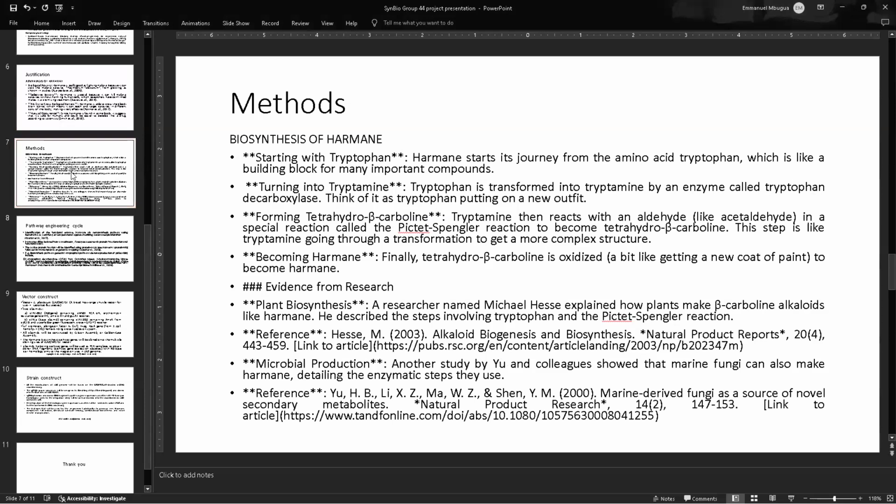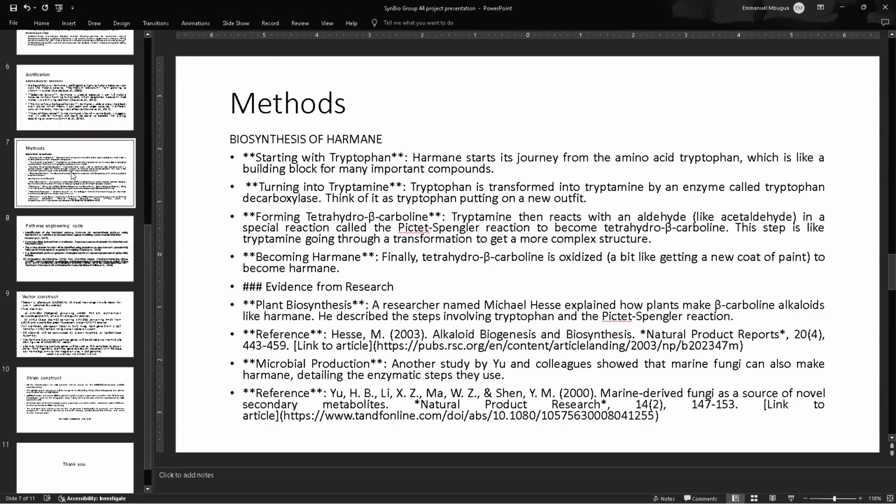So in this slide, I'll be talking about the production of amine. We start with tryptophan, which is the building block for many important compounds. It will be converted with an enzyme called tryptophan decarboxylase, which forms tetrahydro-beta-carboline, which later forms a more complex structure, forming the amine.